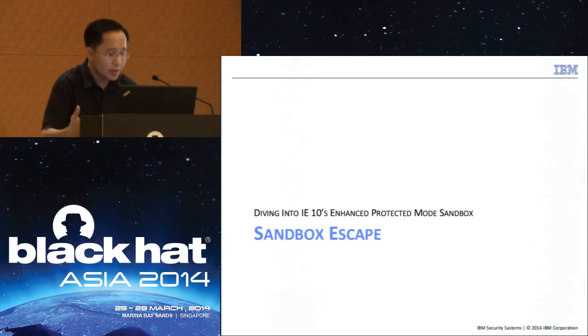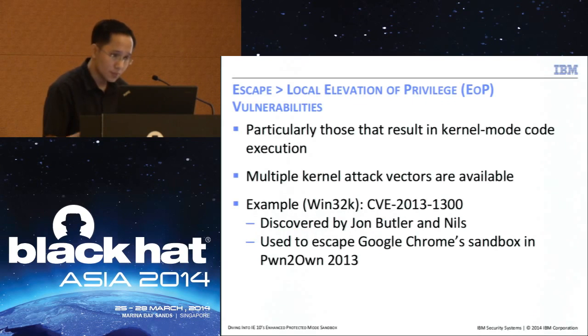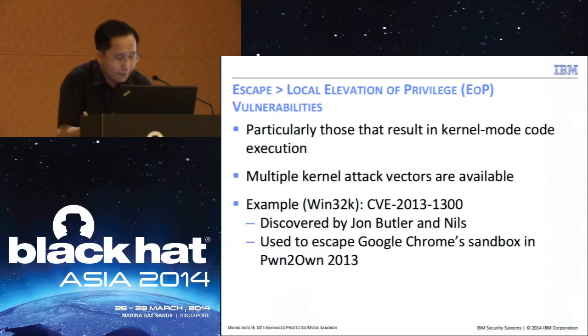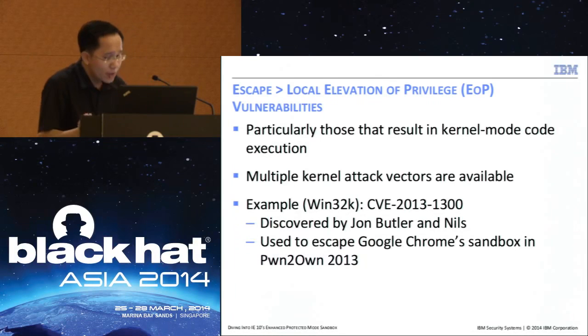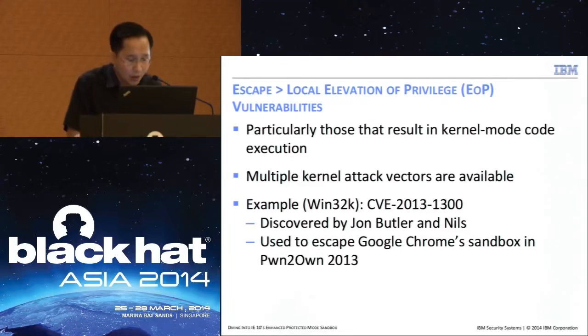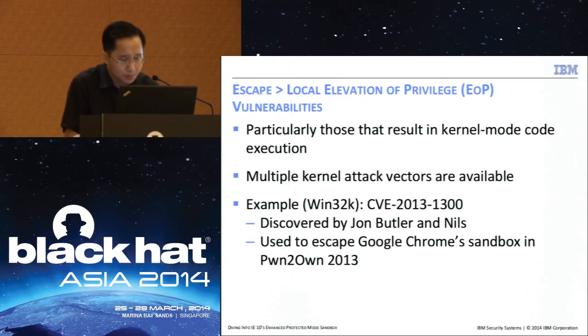So let's now take a look at the potential vectors for sandbox escape. Common to all sandbox implementations is using a kernel bug for escape. In this particular vector, the attacker is not really interested in the sandbox mechanisms, since the attacker will be directly targeting the operating system. And as more and more widely deployed software adopt sandboxing technologies, we can expect that kernel bugs will continue to be more and more valuable.